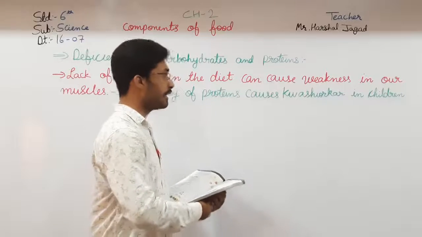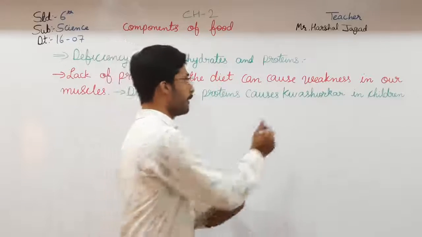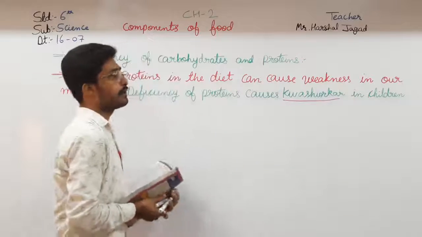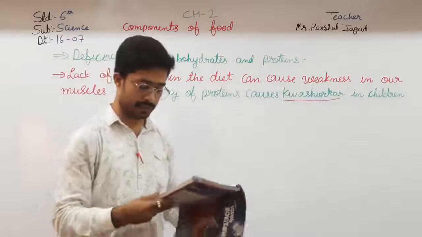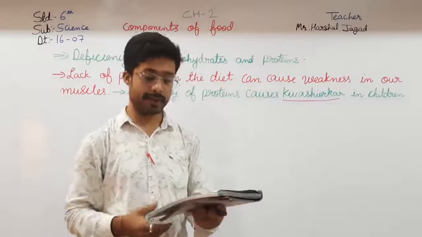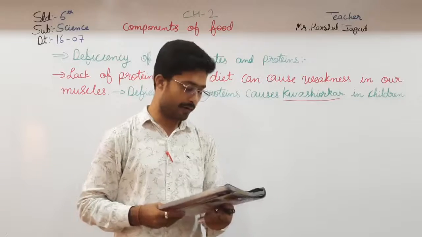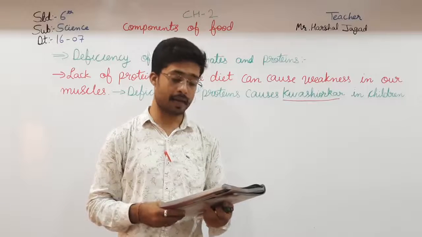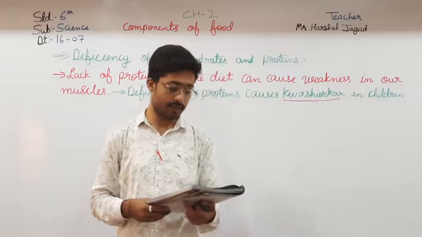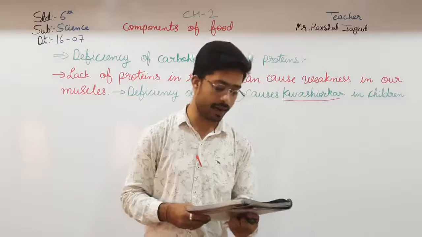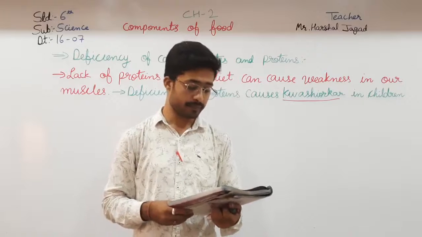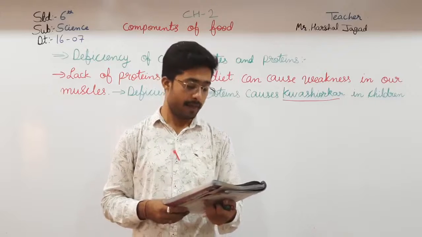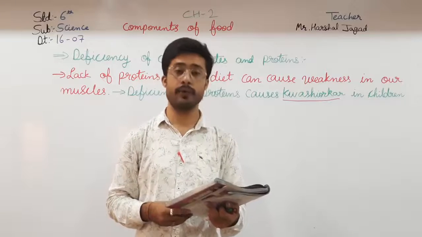Here you can see the picture is given. This is the name of the disease. Okay, a picture you can see which is given over here in the textbook, that is 2.8a. Okay, then after, deficiency of protein, its symptoms are large swollen bellies, stunted growth, mental retardation and diarrhea. Okay, deficiency of protein as well as carbohydrate is called protein energy malnutrition.